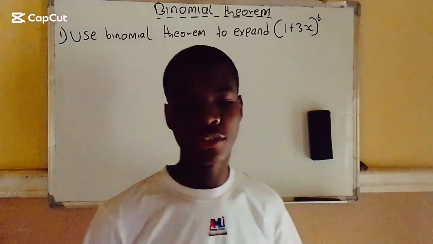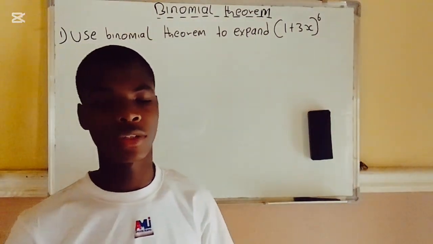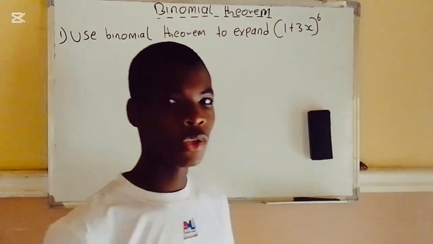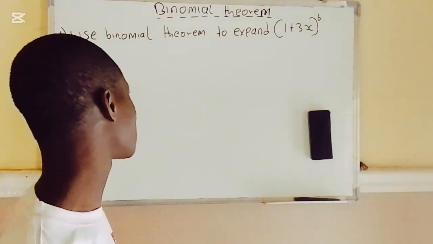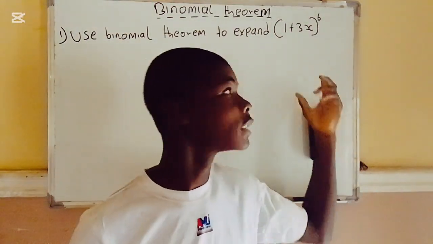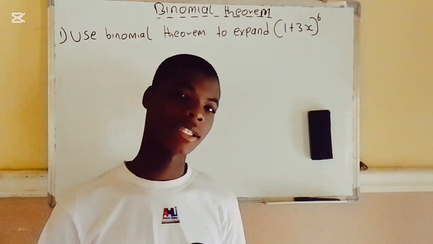Hello everyone. In today's tutorial we are going to talk about the binomial theorem. We are given this question which says: use the binomial theorem to expand (1 + 3x) raised to the power of 6.